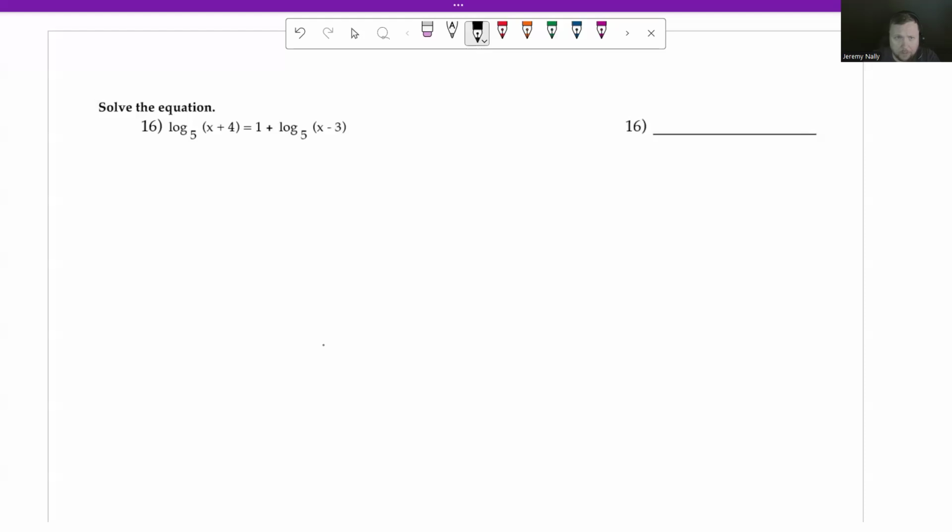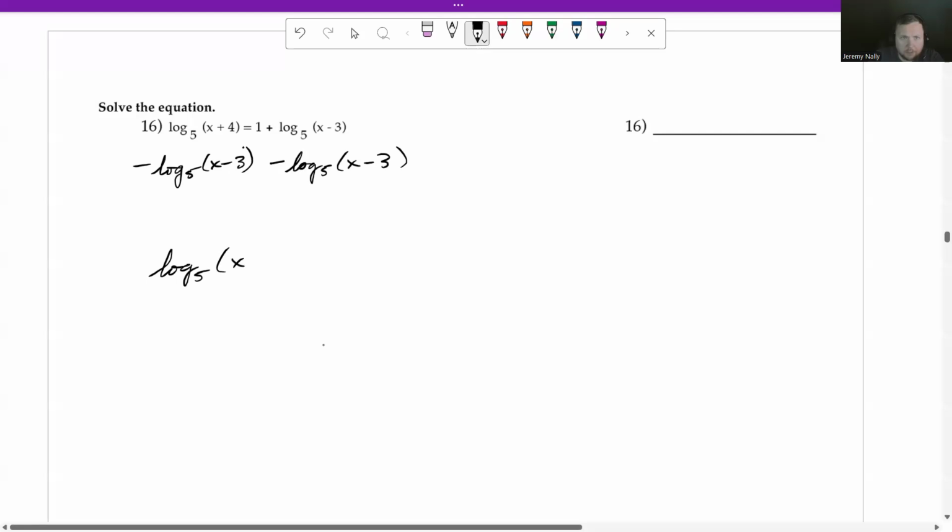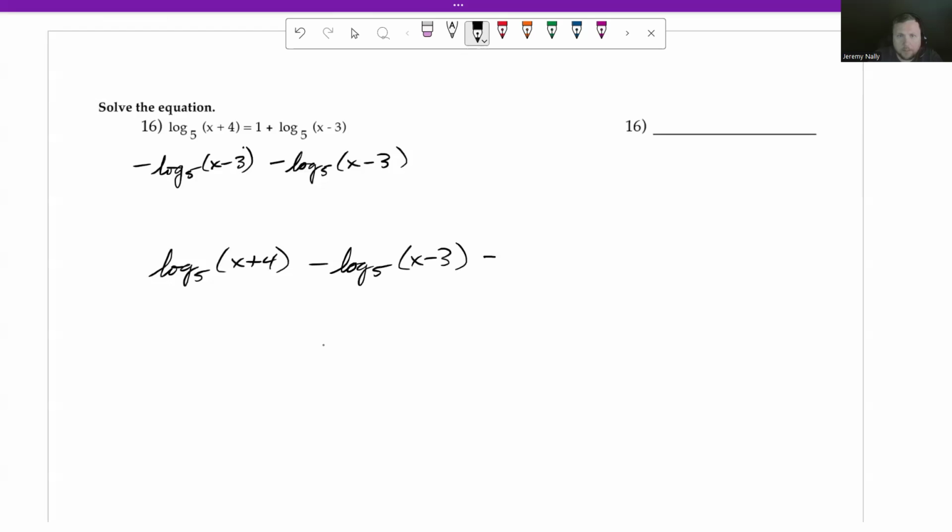So let's see. One way that I haven't done in class, well, no, maybe I have. I don't remember now. I can get all of my logs on one side and then all of my non-logs on the other side. So now I have log base 5 of x plus 4 minus log base 5 of x minus 3 is equal to 1. And it's important that they have the same base, right?